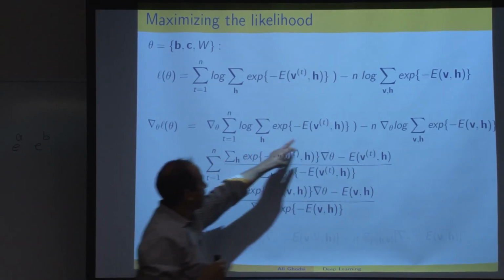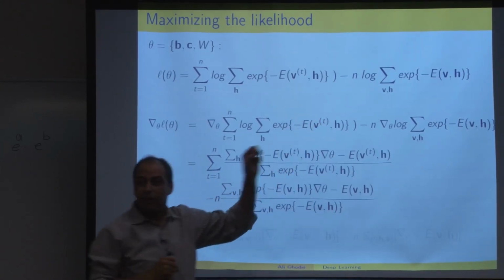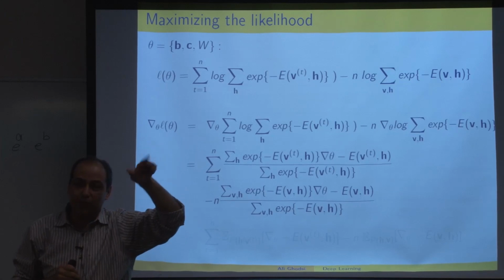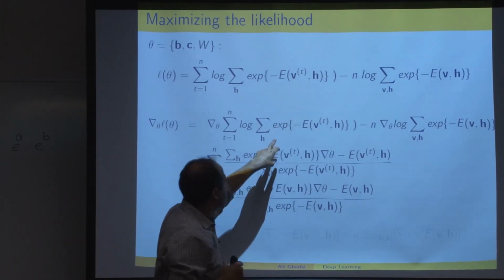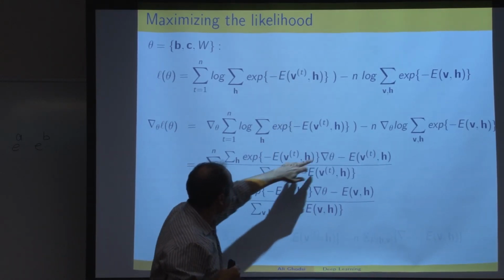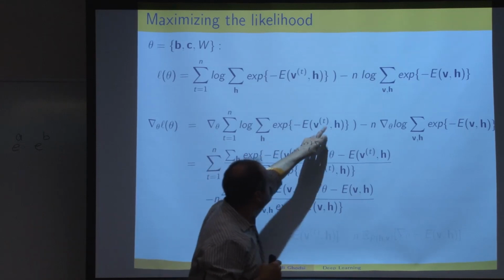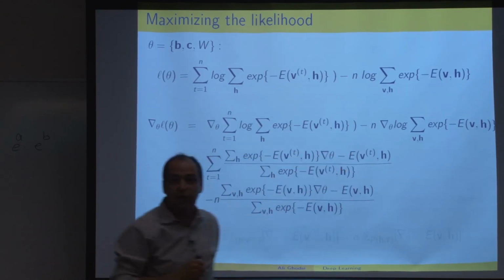So I have to take the derivative of this, which is a summation of e to the power of a function. And the derivative of e to the power of u would be u prime times e to the power of u, right? So the same term times the derivative of this term with respect to theta.